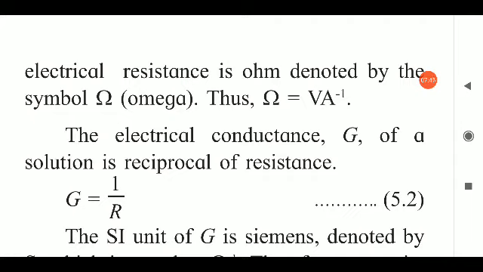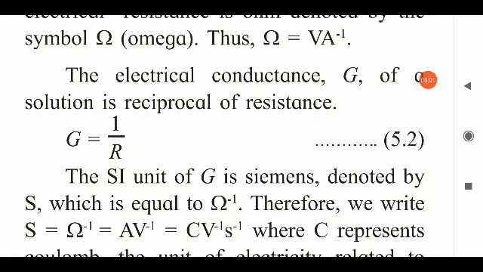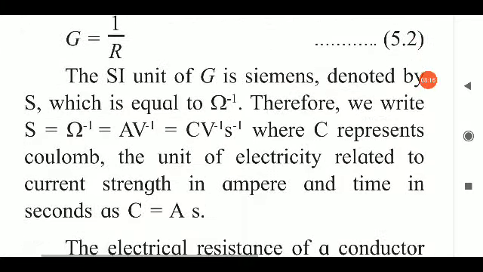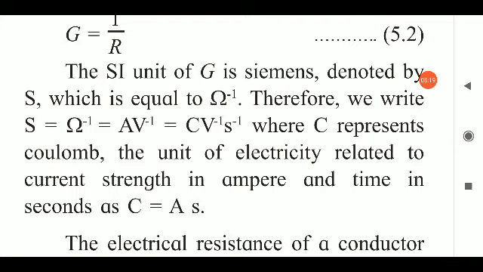The electrical conductance G of a solution is the reciprocal of resistance, and we can show the relation as G = 1/R. Equation number 5.2 represents the electrical conductance. Now, as we made the relation for resistance, here we can also give the unit of electrical conductance. The SI unit of G is Siemens, denoted by capital S, which is equal to ohm inverse. Means instead of Siemens we can also say ohm inverse.